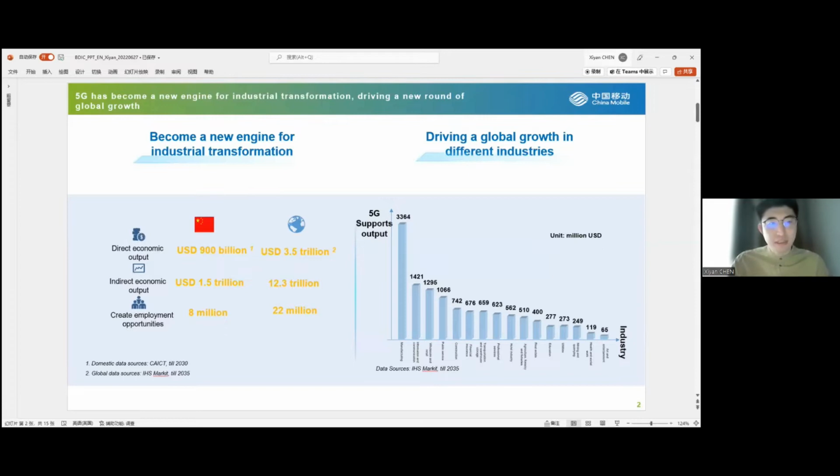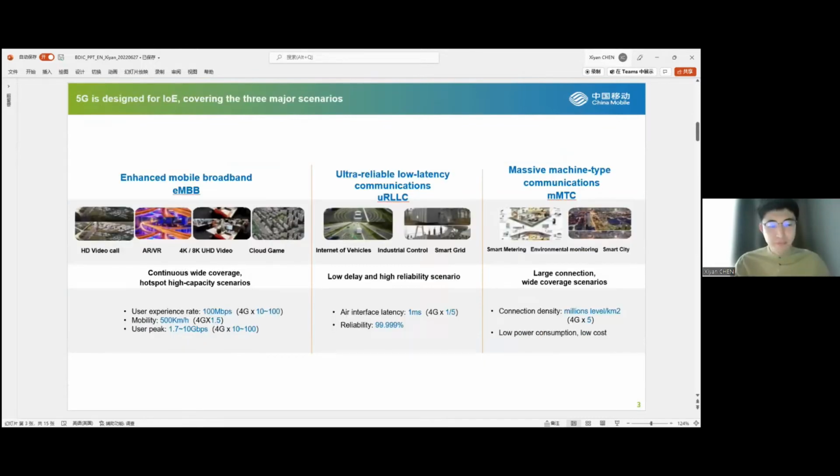The 5G networks directly and indirectly impact economic output. For example, in China and in the world, the economic output has been raised by a massive amount. Across different industries, manufacturing is the most affected by 5G networks. The economic output from 5G support is around 3,000 million US dollars. So 5G networks have benefits in three major scenarios.